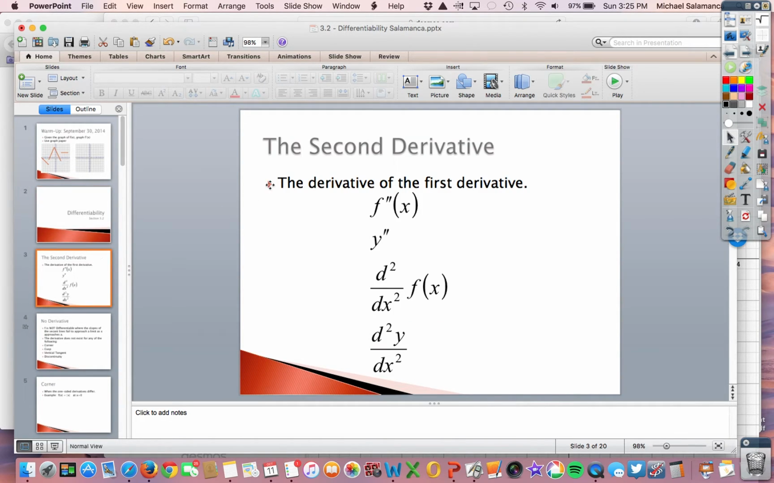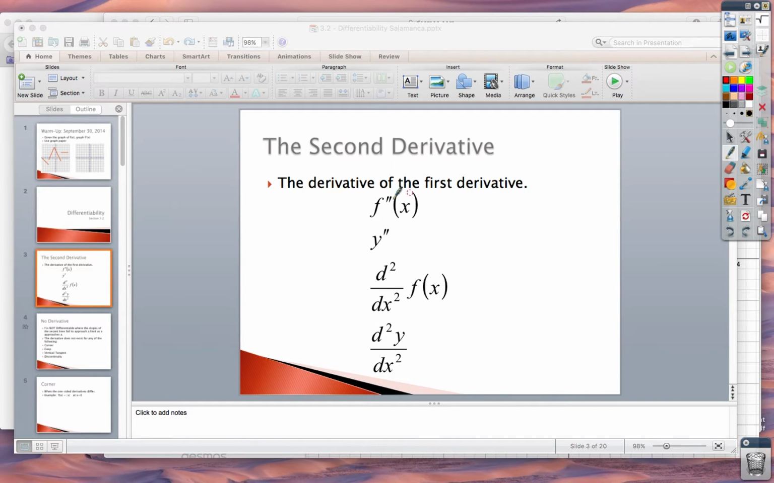One of the things we need to talk about really quickly is the second derivative. The second derivative is the derivative of the first derivative. We denote that, as you can see here, with f double prime. You might see it as y double prime, or d squared dx squared of f of x, or d squared y dx squared. Most typically, you'll see f double prime or d squared dx squared of f of x.